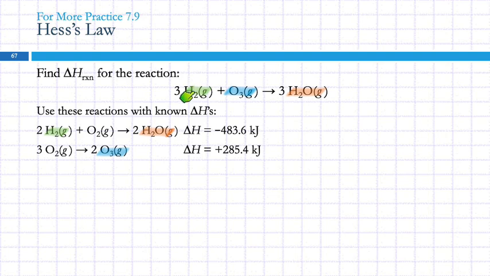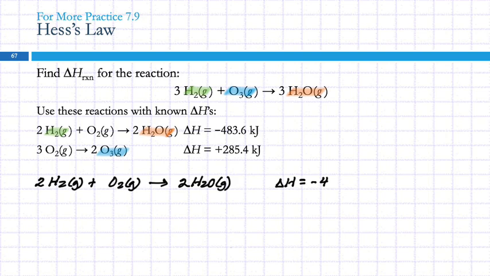I'm going to start with my first reactant and find an equation and make it such that it has 3 H2 as a reactant. So that's going to be this one. This has H2. So it's 2H2 plus O2 forming 2H2O. I did not reverse the equation, so I am going to not change the sign of delta H.